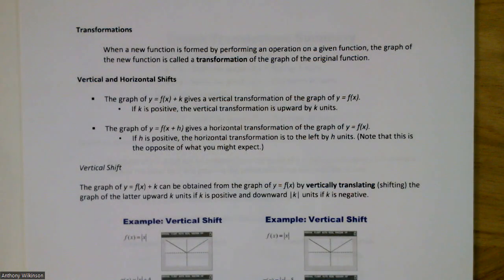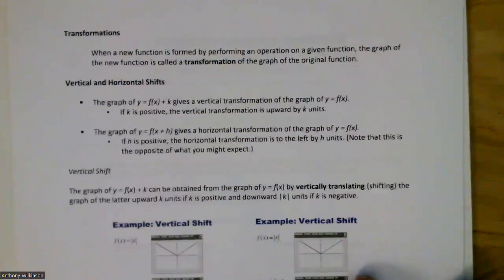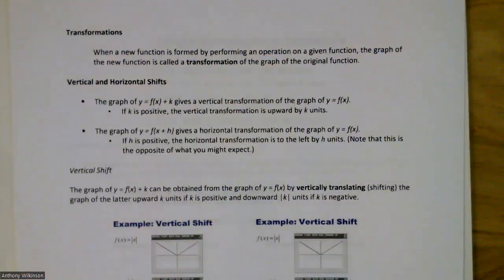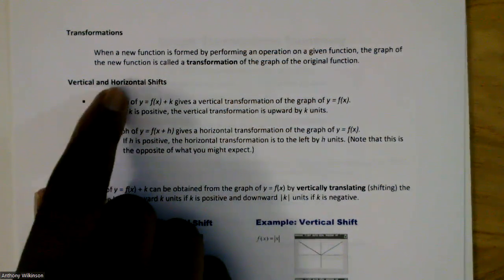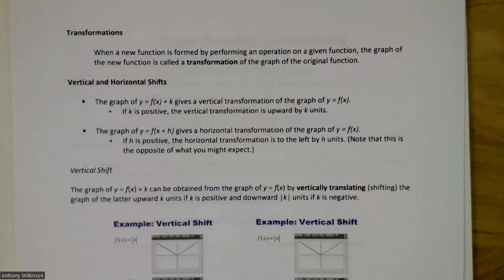All right, now on the next page are transformations, which is what we'll talk about here. When a new function is formed by performing an operation on a given function, the graph of the new function is called a transformation of the graph of the original function. Okay, so the first of these 2 types of transformations that we'll deal with are vertical shifts and horizontal shifts.